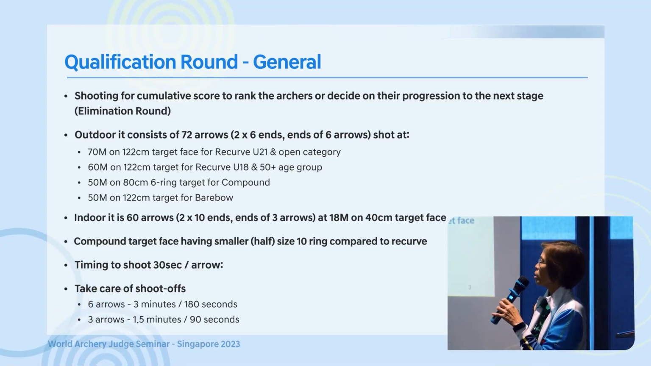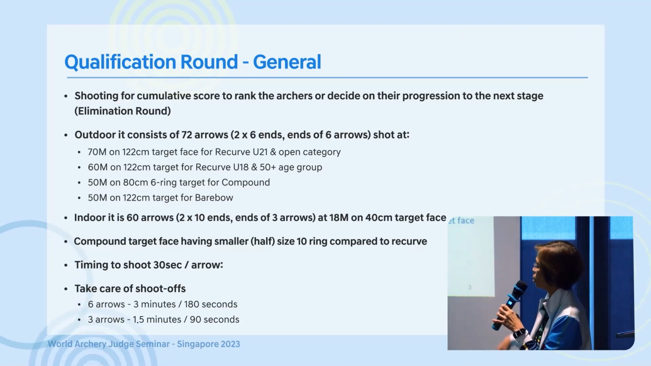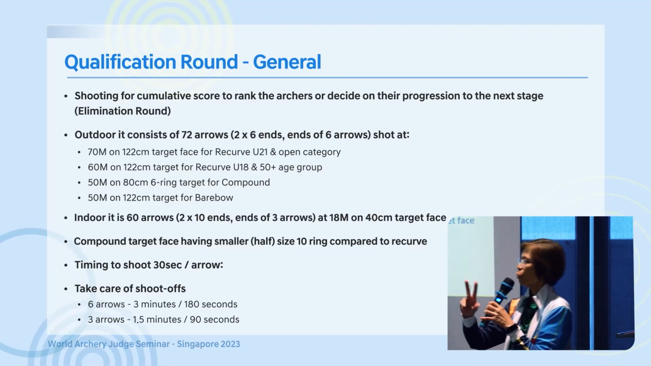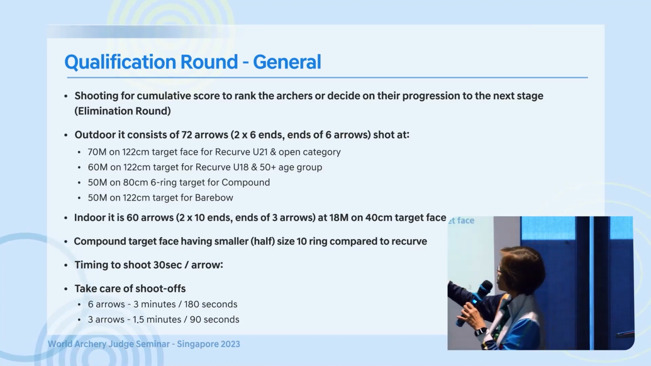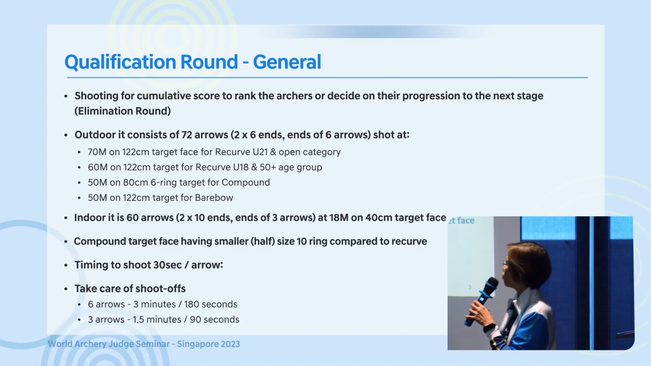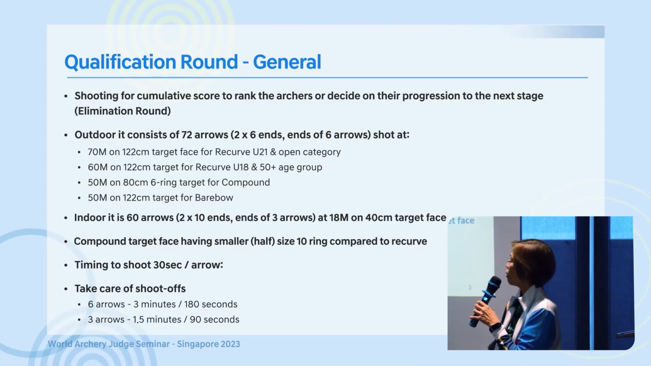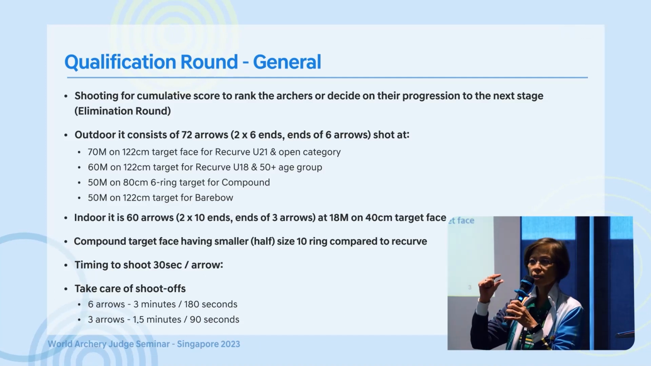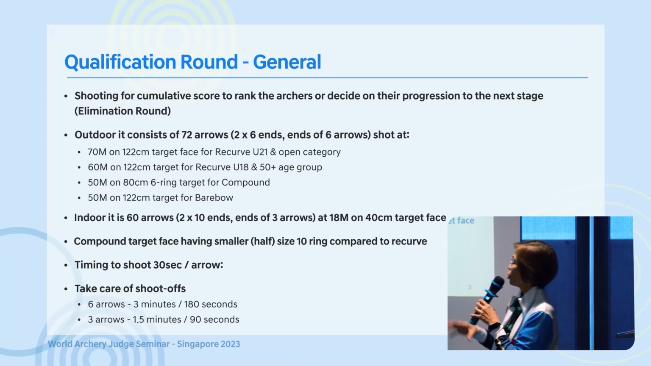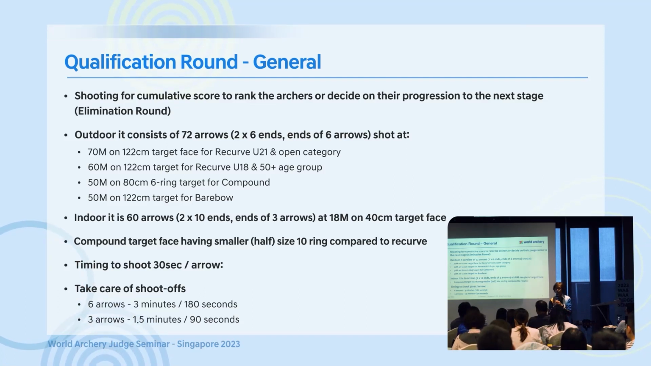Now, indoors, you had this in the test. How many arrows? 60 arrows. 60: 2 faces, 10 ends each, ends of 3 arrows at 18 meters on a 40 cm target face. And the compound target face has a smaller size 10 ring compared to the recurve. And what is now the timing to shoot?